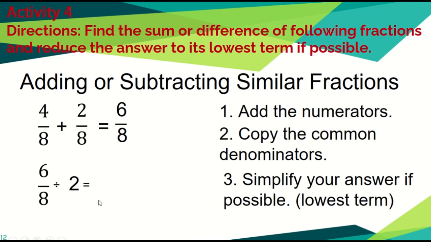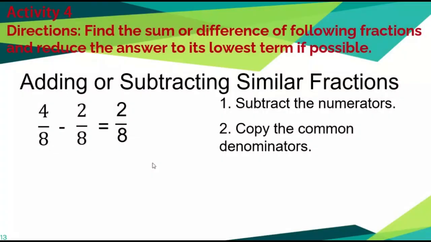Alam nyo naman kung paano pagkuha ng GCF kasi nag-solve na kayo sa activity 1. So, 6 divided by 2, we have 3. 8 divided by 2, we have 4. So, the answer on this problem, 4 eighths plus 2 eighths equals 6 eighths. The final answer is 3/4. Kapag ang sagot nyo dito, 6 eighths, mali kayo. Kailangan kasi, mas simplify pa siya, ma-lowest term.